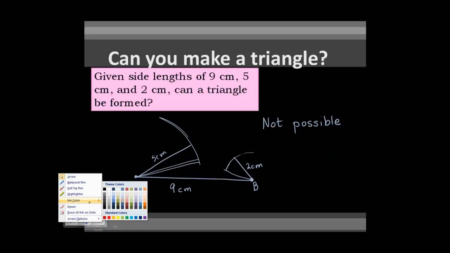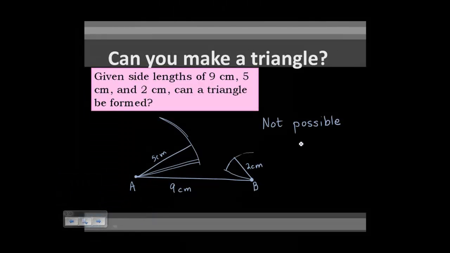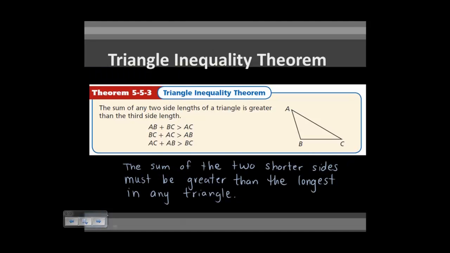If we look at this guy right here, it did not work because the sum of the two shorter sides, 5 plus 2, is not greater than 9. Okay? This side couldn't even be 3. It couldn't even be 4. So this side must be greater than 4 in order for this triangle to work. Okay, so that's why it didn't work. So that's what we call the triangle inequality theorem.